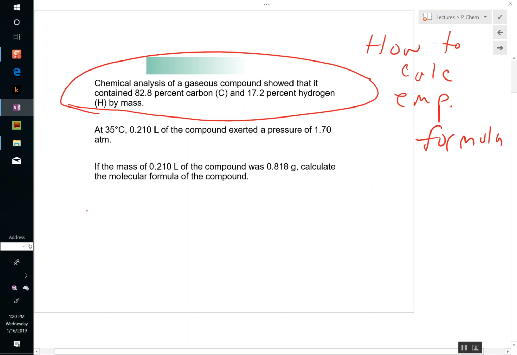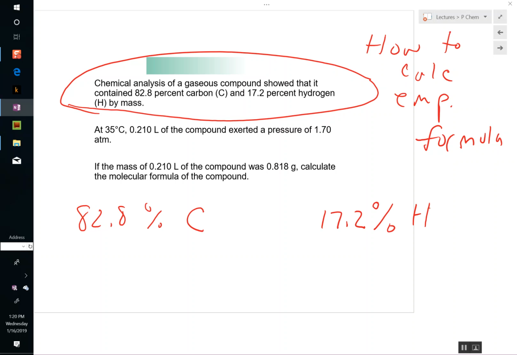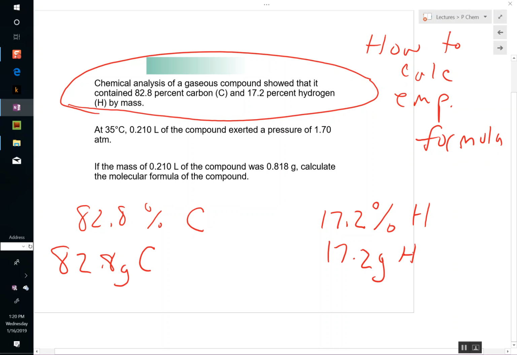We've got a compound that's 82.8% carbon and 17.2% hydrogen. You remember these problems? How do you simplify this problem? Say that you have 100 grams. You assume you have 100 grams of this material. And what does that do for you? Immediately, I've got 82.8 grams of carbon and 17.2 grams of hydrogen. Now, go ahead and figure the empirical formula of this gas.